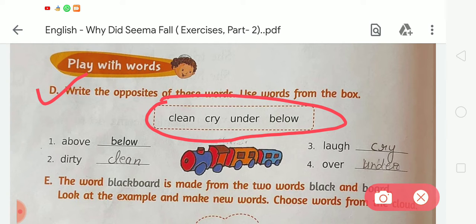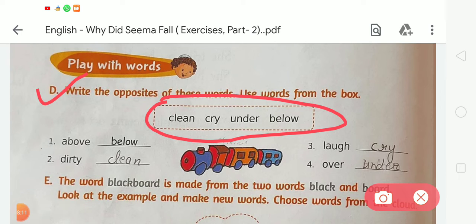Okay students, so the first word is above, and the opposite of above is below. So the first is already done for you, so we will start from the second. The second word is dirty. So student, tell me what's the opposite of dirty?